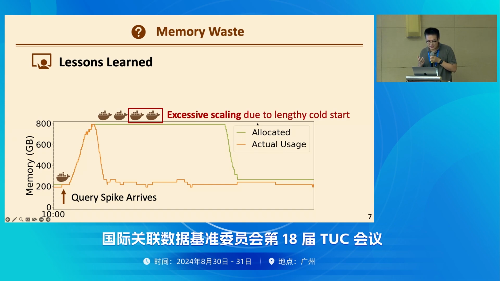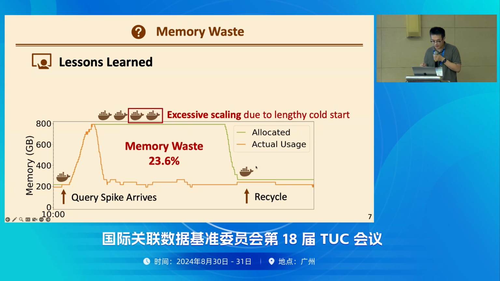This is called excessive scaling, which arises when newly deployed containers cannot quickly address incoming queries. This forces the system to initialize additional containers to handle the queries. And finally, the underutilized containers are recycled after a keep-alive period. Given that those containers remain inactive after the query spikes, the memory resources are left unused and wasted.